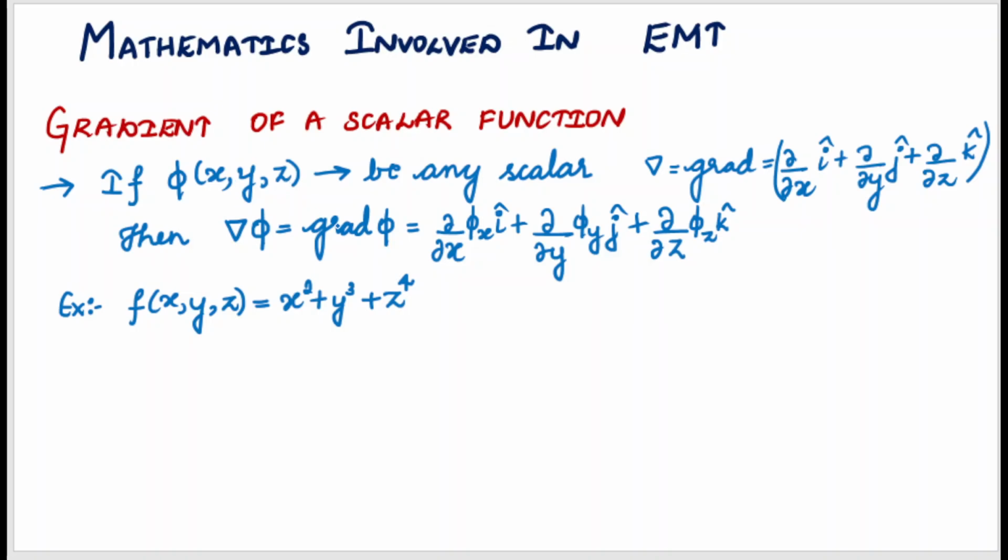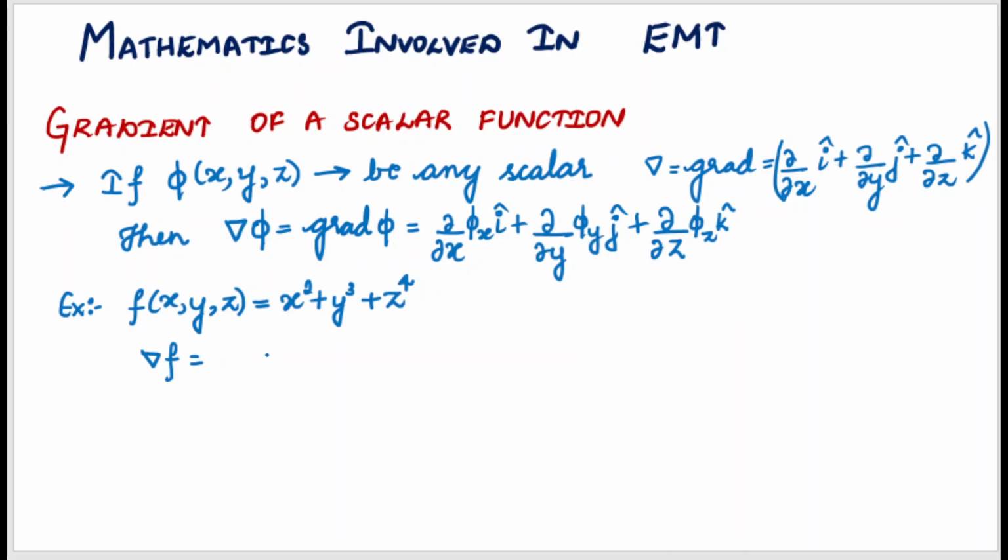I hope everyone is clear. It will be more clear if we solve one problem. So they have given the scalar equal to f of x comma y comma z. It is depending on x, y, z, that is equal to x square plus y cube plus z to the power of 4. So we need to find the gradient of this function, that is a scalar function, equal to f.